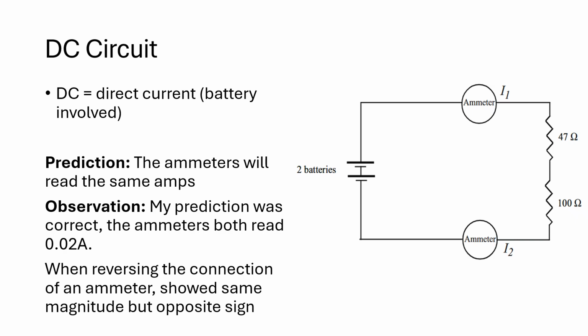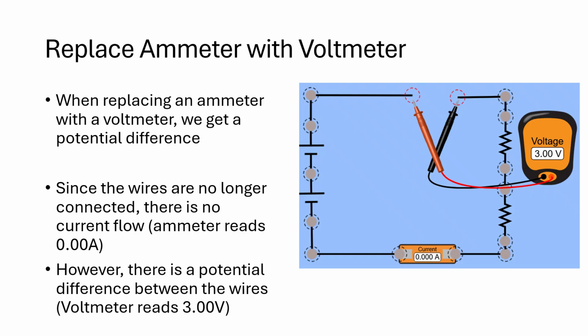And when we reversed the connection of one of those ammeters, it showed the exact same magnitude, but with the opposite sign. Now, when we replaced one of those ammeters with a voltmeter, we get a potential difference. This is because there is now a gap in the circuit, meaning it is open, and electrons and current build up on those two ends of the open circuit, and now there's a potential difference between those. That's why the ammeter reads 0.00 amps, while the voltage on the voltmeter reads 3 volts.